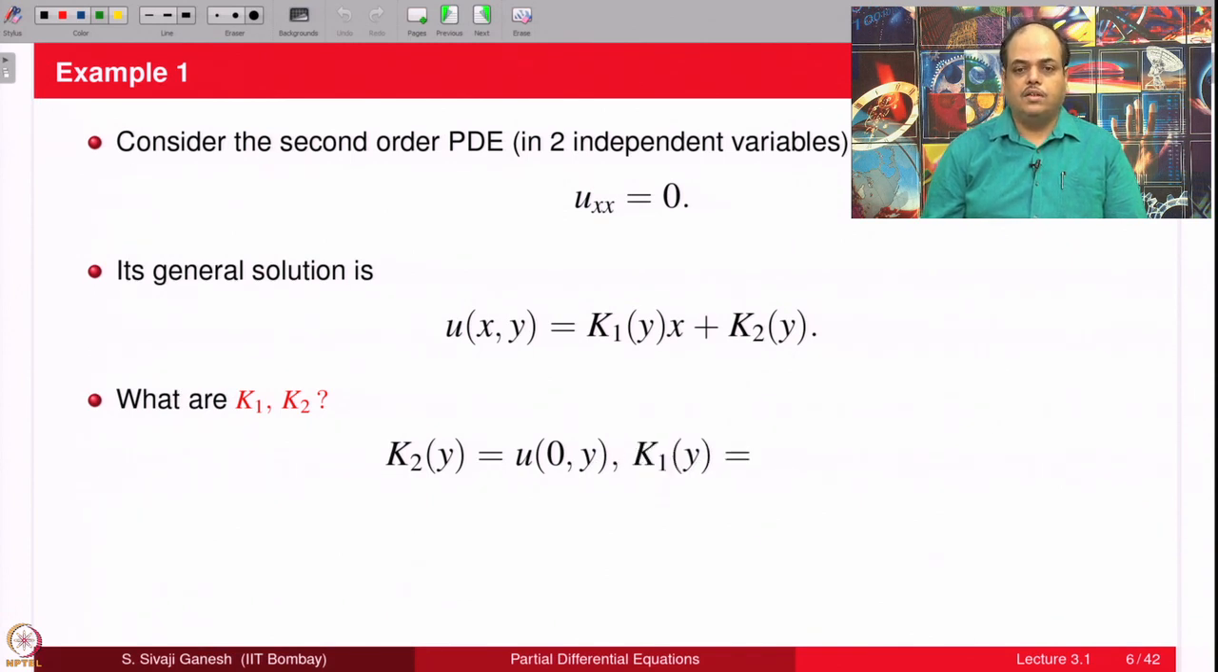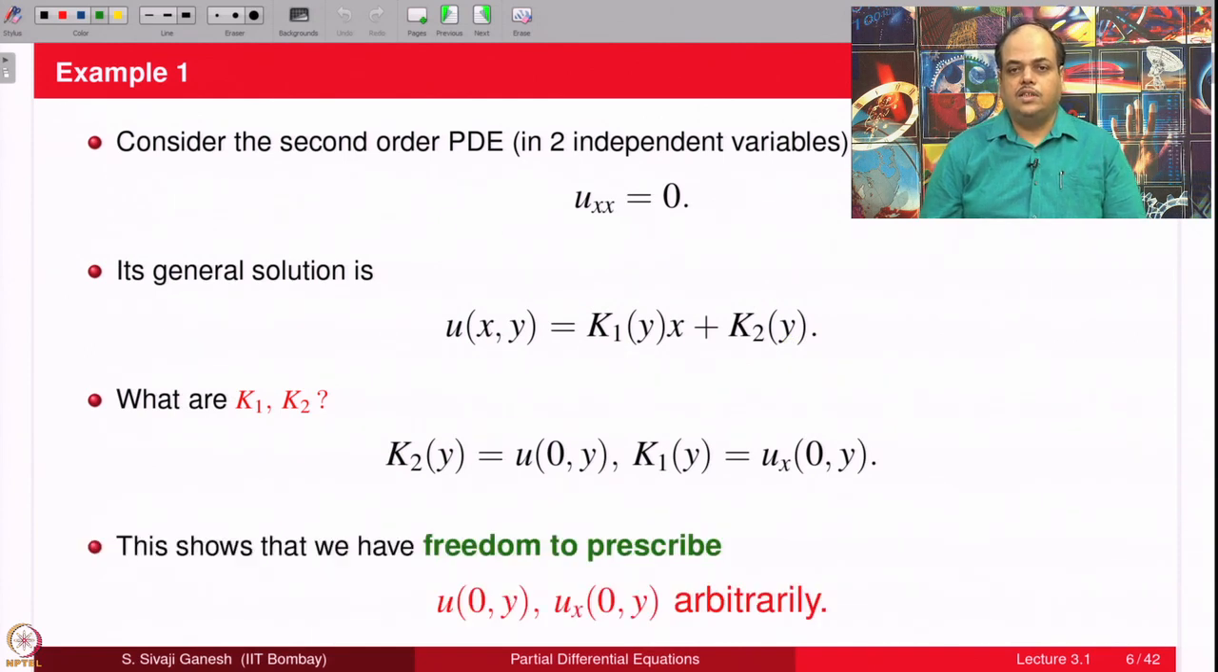And what is k 1 y? That looks obvious, you have to differentiate with respect to x. And u x of x y in fact is k 1 y, but I am taking x equal to 0 to be uniform with this. Because later on we are going to look at prescribing conditions to solve u x x equal to 0, conditions like our Cauchy data that we have seen in first order PDE. Therefore, let it be u of 0 y and u x of 0 y. Then what we get is k 1 y and k 2 y. So, therefore, this analysis shows that you have complete freedom to prescribe u of 0 y and u x of 0 y if you want to solve u x x equal to 0.